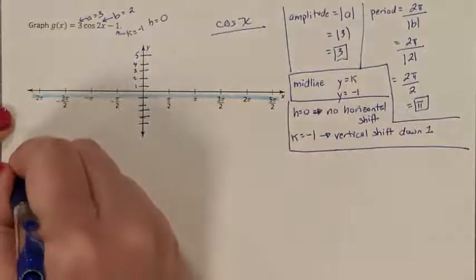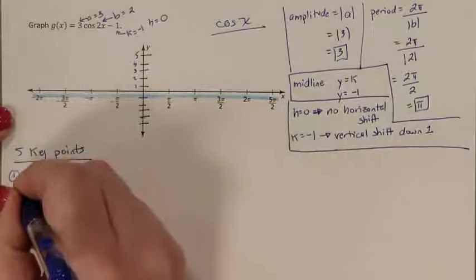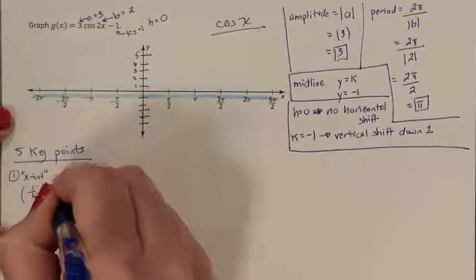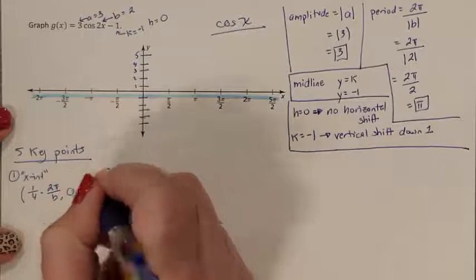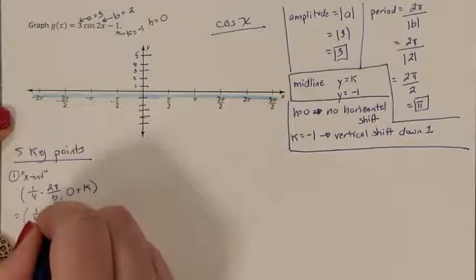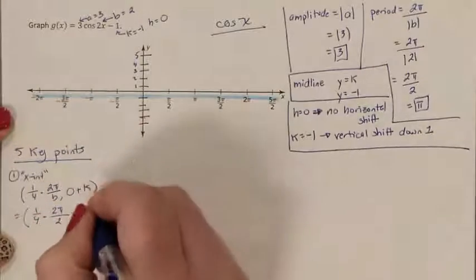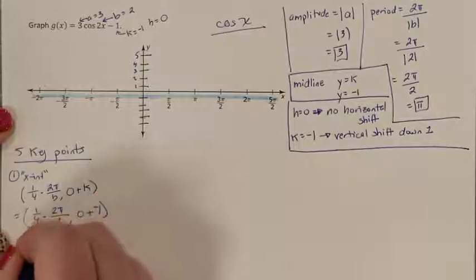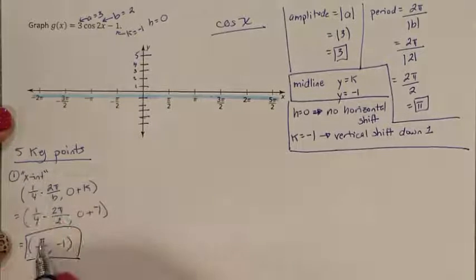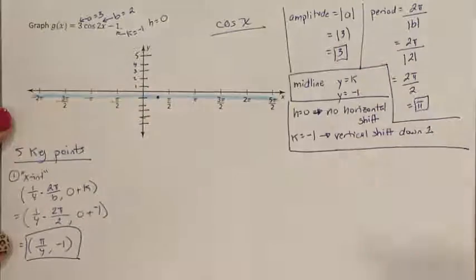So let's go ahead and look at those. They were originally x-intercepts when we knew them. They're not x-intercepts anymore. So here is our midline formula, taking into account the moved vertical transition. My b is a 2. My k is a -1. So my first midline point is pi fourths, -1. So pi fourths, -1, there's my first.